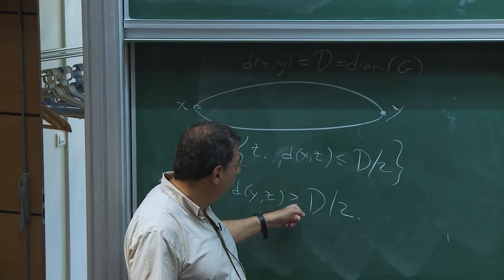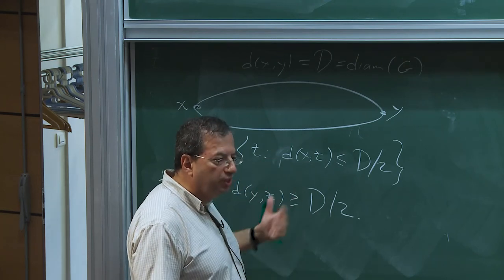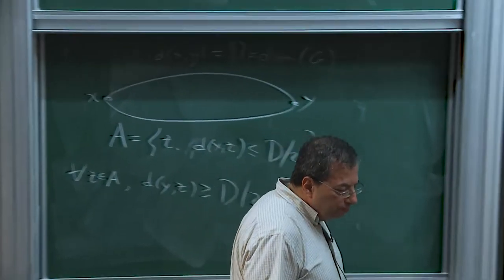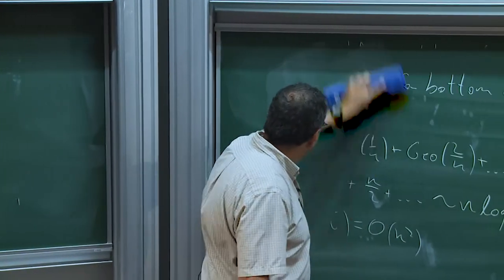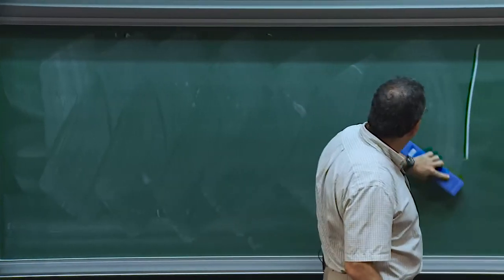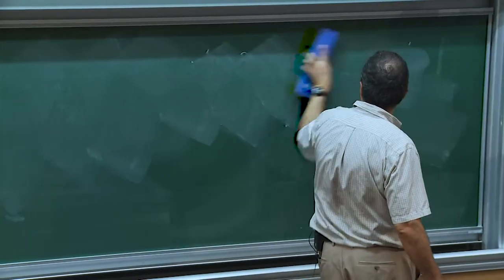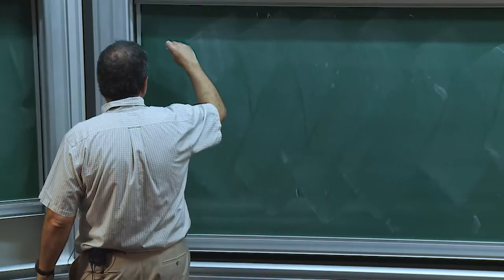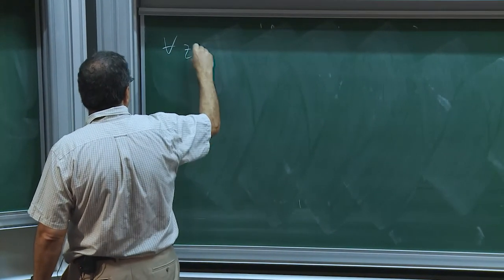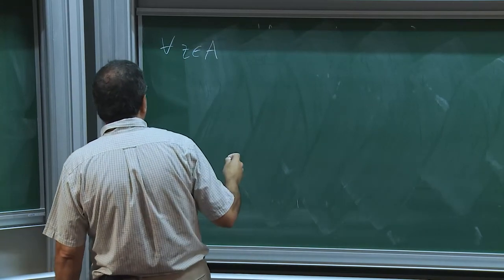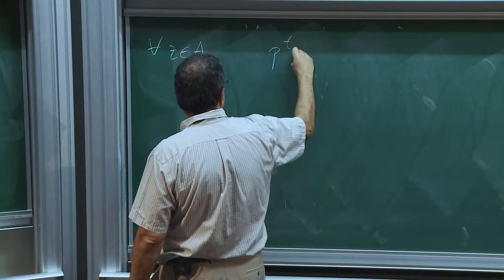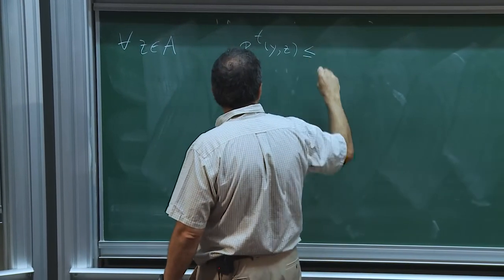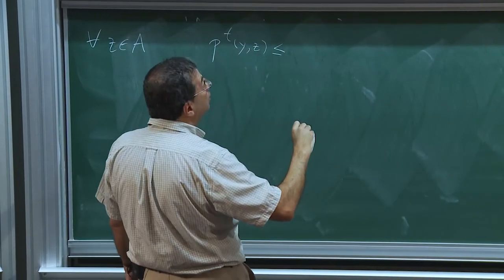Because otherwise you'd get a contradiction to the triangle inequality, right? If the distance was strictly less than D over 2, then you'd get the distance from x to y to be strictly less than D. Okay? And the distance from x to y is D. So we have that. Now, for every z in A, what can you say about p_t(y,z)? It is less than, so we use that bound.